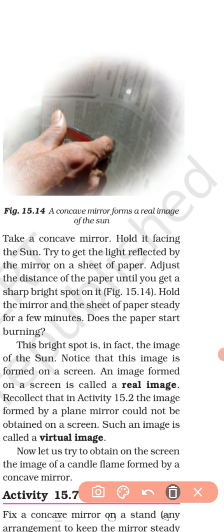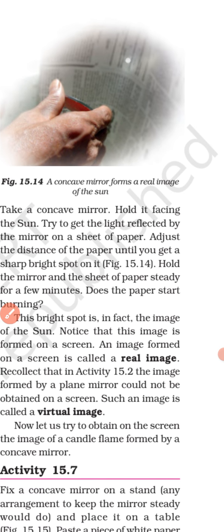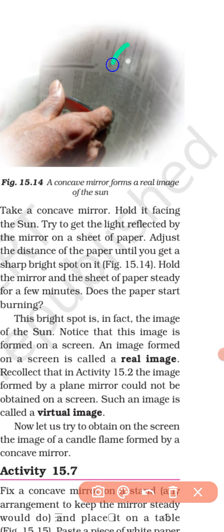So the bright spot is in fact the image of the sun. Yes, the bright spot which is obtained over here is also the image of the sun. Notice that this image is formed on a screen, and an image which can be obtained on a screen is known as a real image. Okay, what is a real image? Real images are the images which are formed on a screen. In this case the screen is the paper, the image is formed of the sun, and the sun is the object.